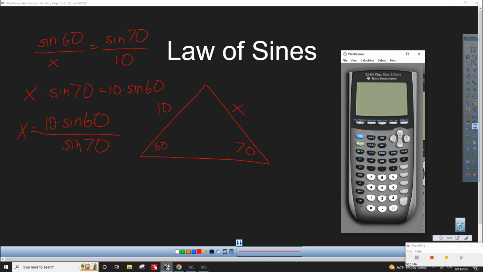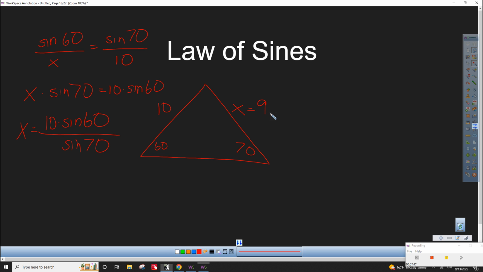Are we in degrees? Let's turn on our calculator. Mode, we're into degrees. Okay. 10 times sine 60, enter, and then divided by sine of 70, and then enter, and bam, 9.21. That answer makes complete sense. Like I said, it's a little bit less than 10. That's how the law of sines works, okay?